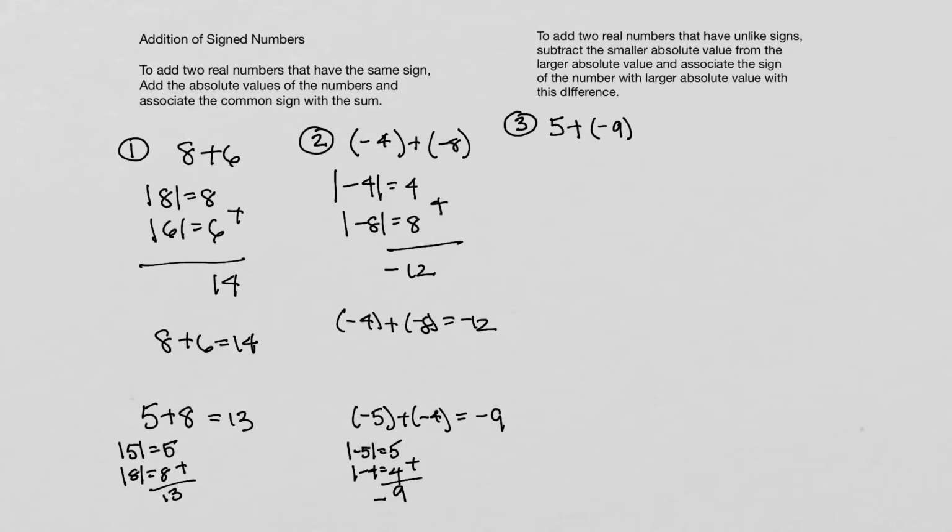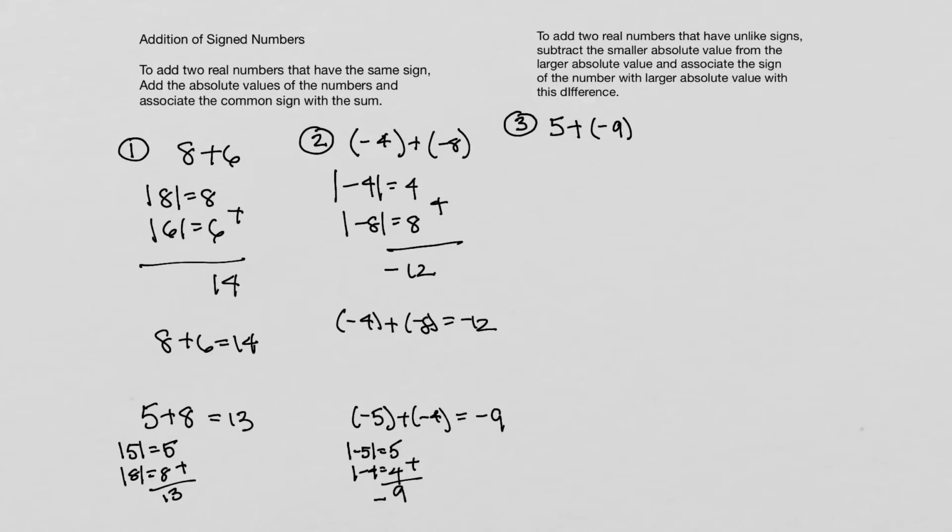Here's the rule for adding numbers that have unlike signs. So you can see, in this case, we have a +5 and a -9, and here's the rule. The rule says to add, and that's what we want to do. We want to add these two numbers that have unlike signs, and they do, right, positive and negative. Subtract, so we're going to make a subtraction of the smaller absolute value from the larger absolute value.